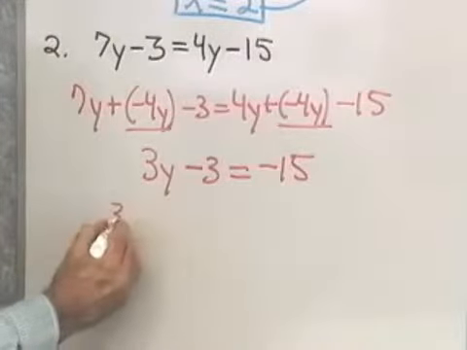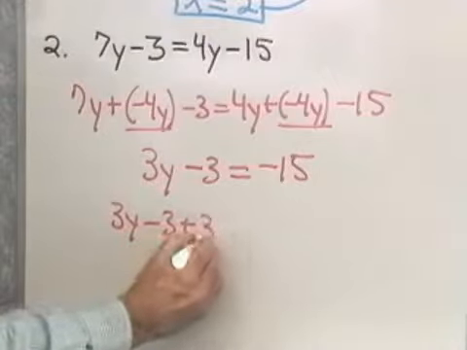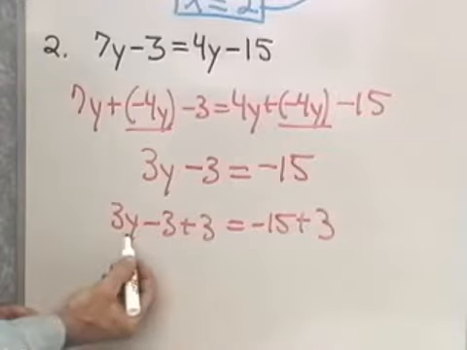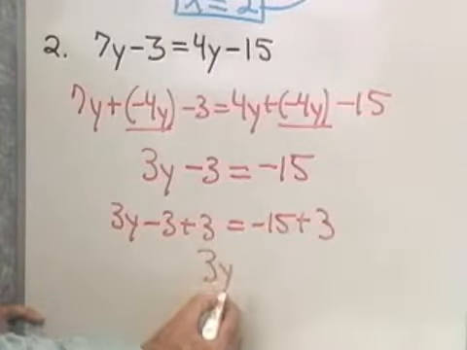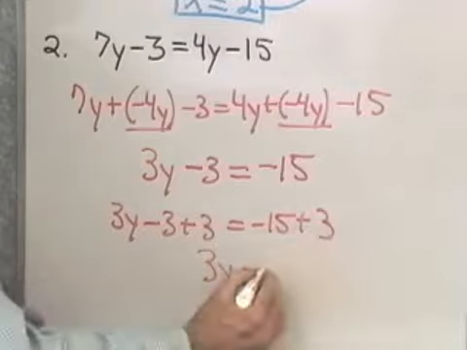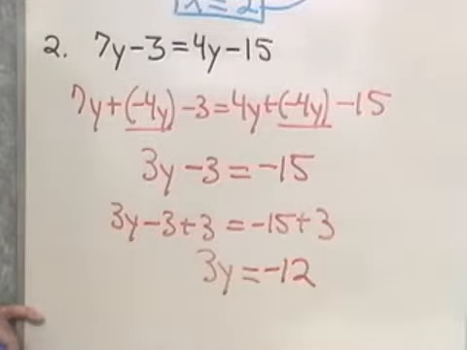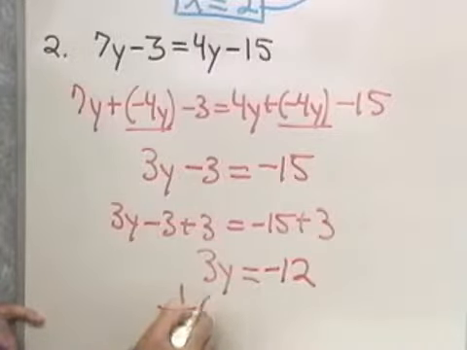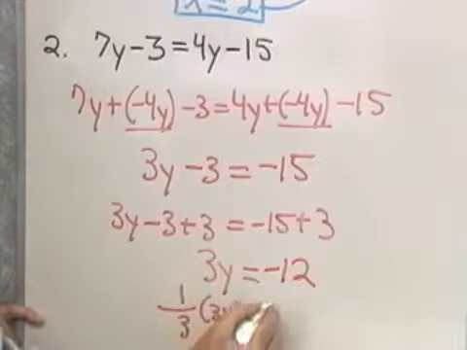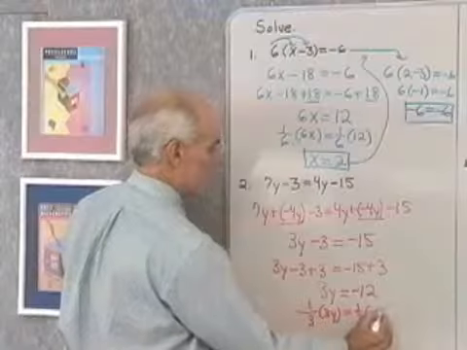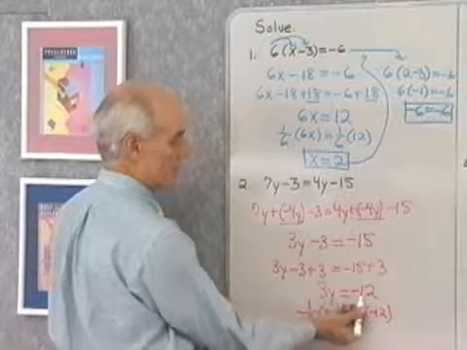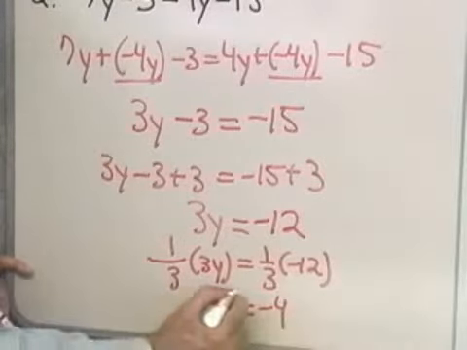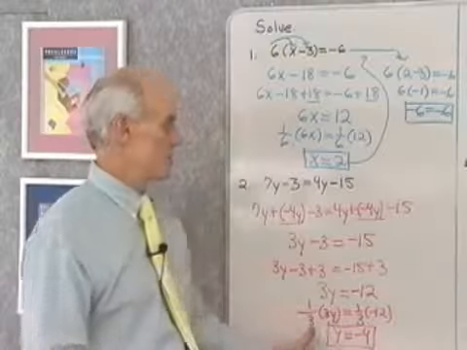Now I'll add 3 to both sides. Again using the addition property, and so I have 3y plus 0, which is 3y, is equal to negative 15 plus 3, which is negative 12. Now, 3y is equal to negative 12. I multiply both sides by 1/3. And maybe you can see that solution already. 3 times what is negative 12? Of course, the answer has to be y equals negative 4. So y equals negative 4 is the solution to that equation.